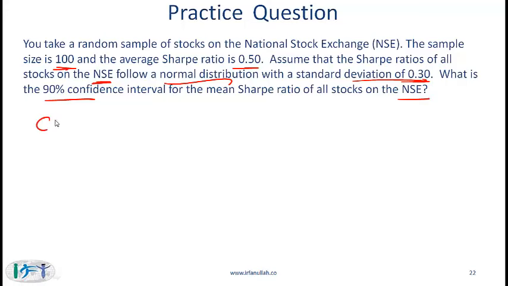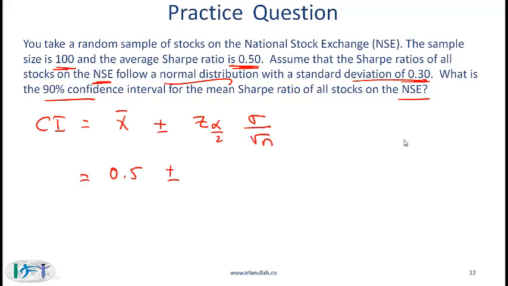So we use our formula. Confidence interval is equal to the point estimate plus or minus z alpha over 2, which is our reliability factor, times the standard error, which is sigma over root n. Our point estimate is given right here. The average Sharpe ratio for our sample is 0.5 plus or minus z alpha over 2.